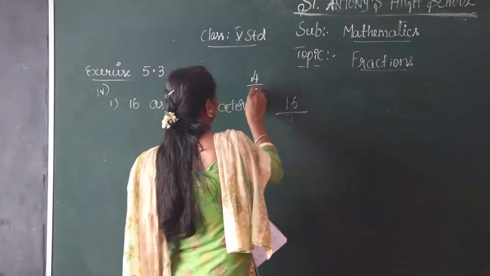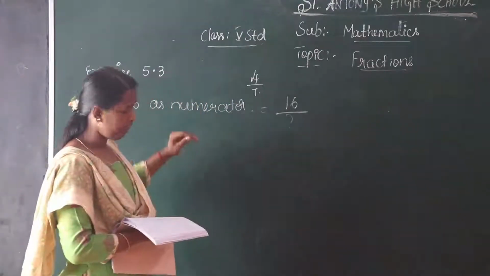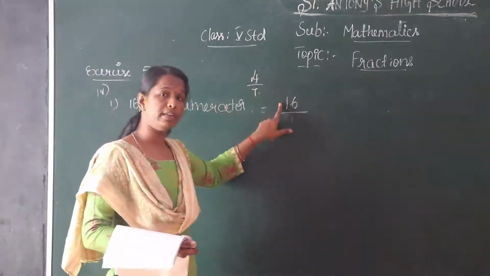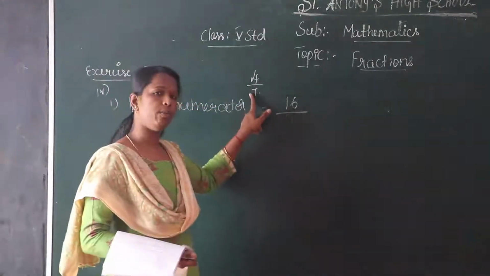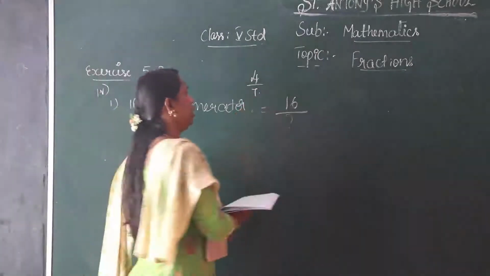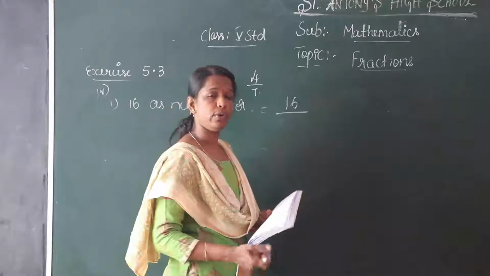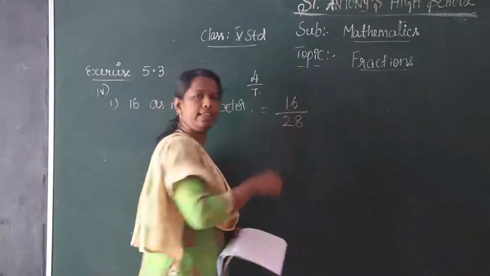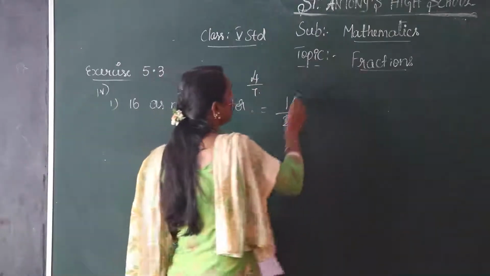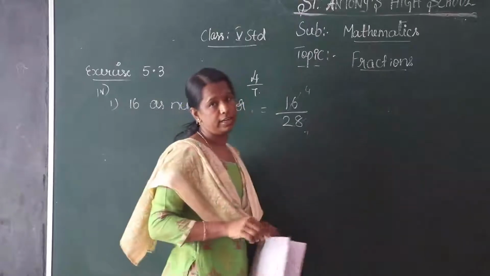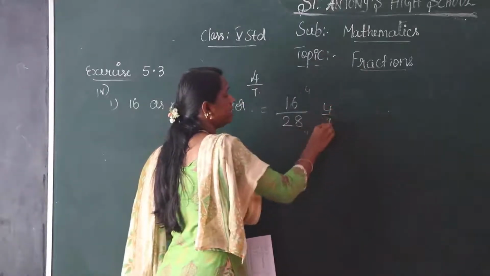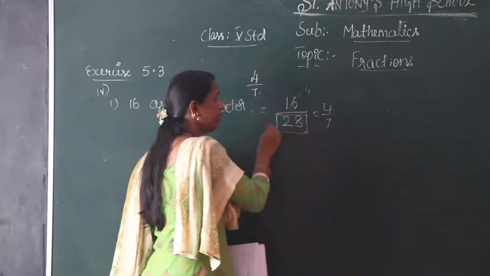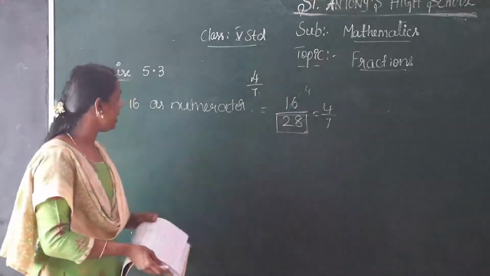So 4 by 7. And in this table we observe that 4 4s are how much? 16. 4 7s are how much? You know the 4th table. 4 5s are 20, 4 6s are 24, 4 7s are 28. So when we divide these by 4, 4 4s are 16, 4 7s are 28. So this 4 by 7 is equal to the given fraction. So the denominator is what? The denominator is 28.